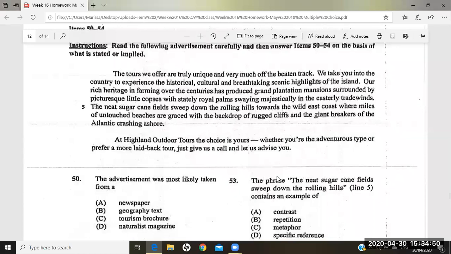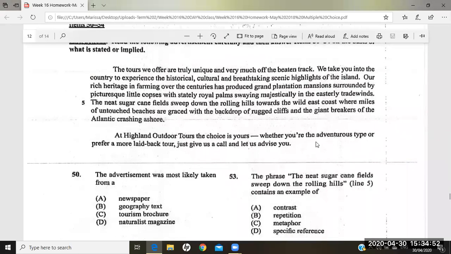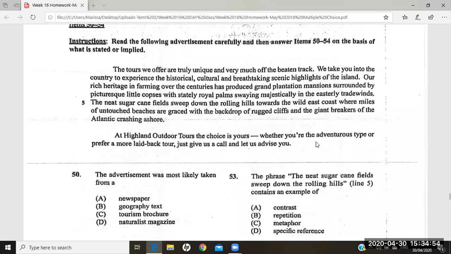The next one is an advertisement. This is a short advertisement. It says, read the following ad carefully and then answer. There are the questions. So you just have questions 50 to 54 based on this.